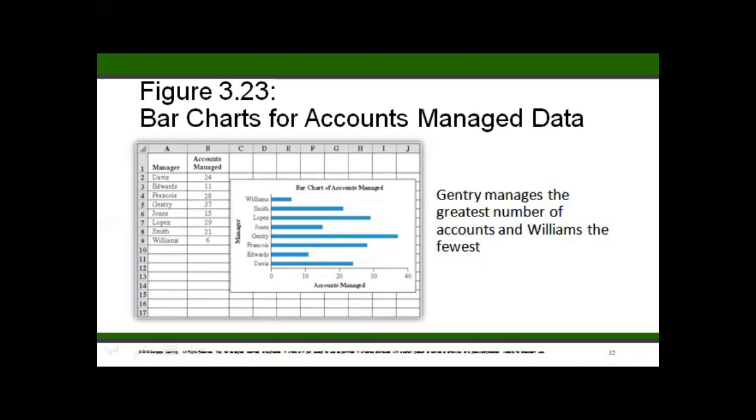Step 8, click Add Chart Element in the Chart Layouts group. Select Chart Title from the drop-down menu. Click Above Chart, click on the text box above the chart and replace Chart Title with Bar Chart of Accounts Managed. Step 9, right-click on one of the vertical lines in the chart and click Delete.